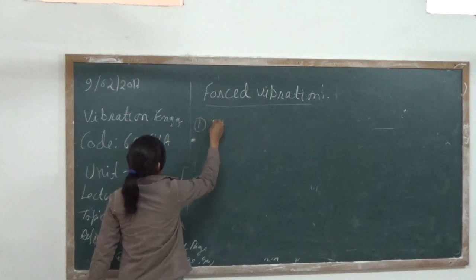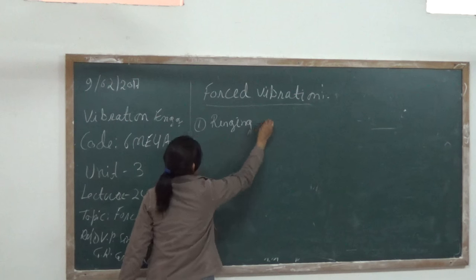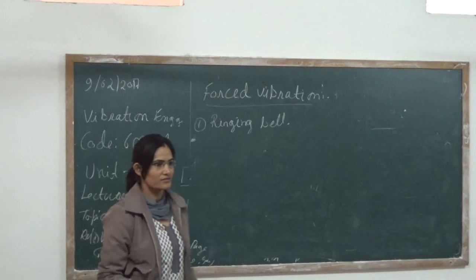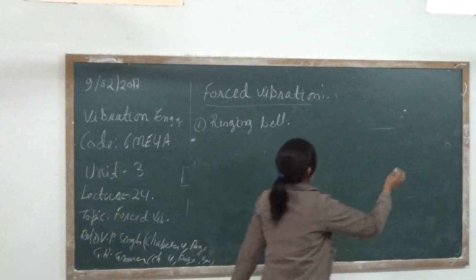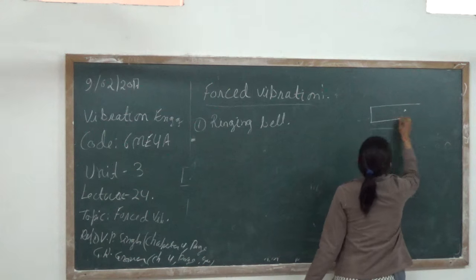A very simple application is a ringing bell. When you apply the force, the bell will ring. When you stop applying force, it will stop. So how do we draw the system for forced vibration?